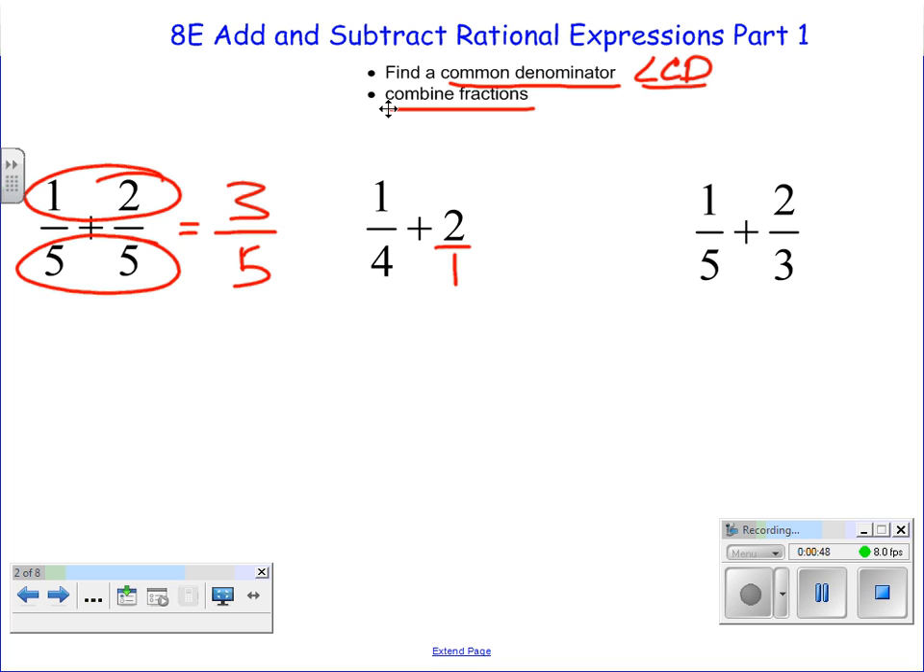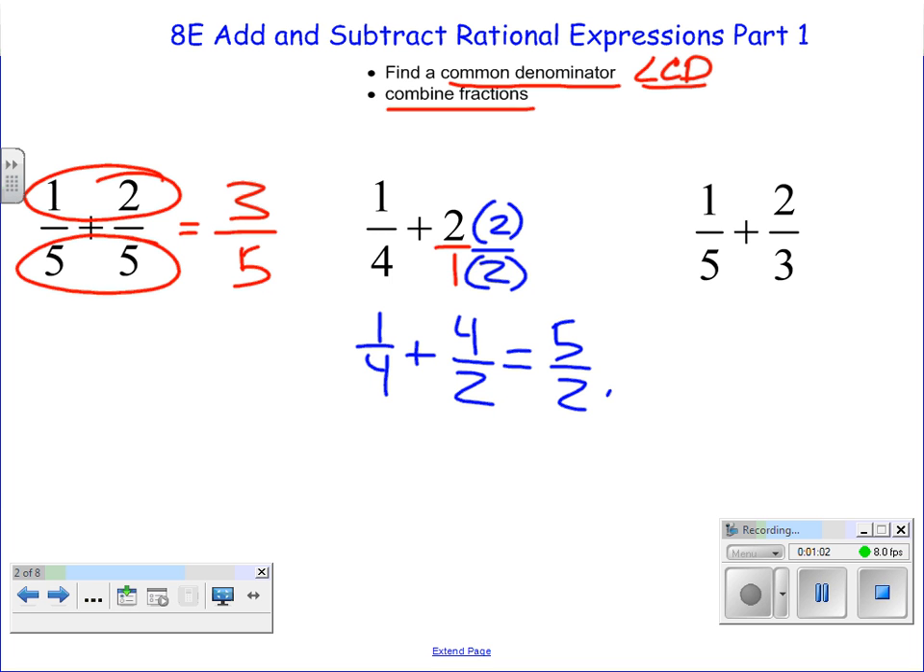Now how do we go ahead and change it to a common denominator? We need to add what's missing. We are missing a 2 on the bottom. So I added 2 to the bottom and to the top, and now I have 1/4 plus 4/2. You add those together, and now we get 5/2. Okay, so that's essentially what we're doing here.